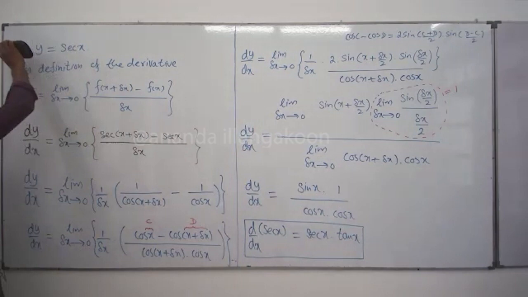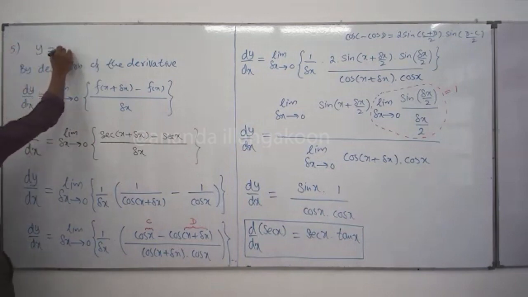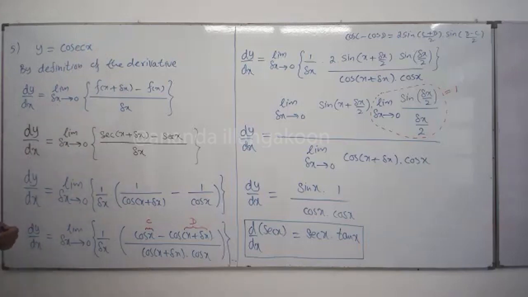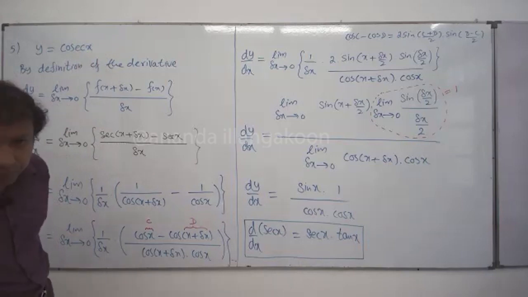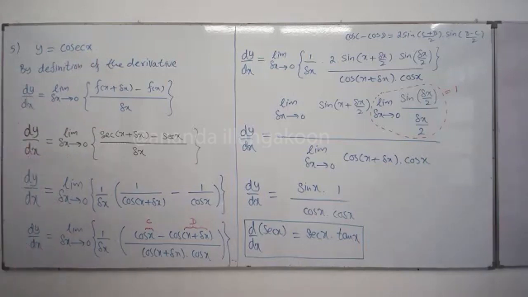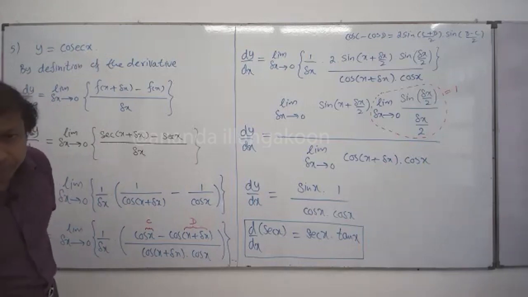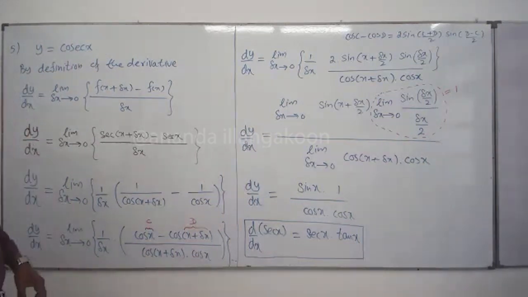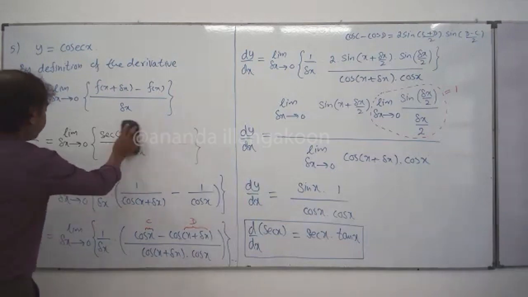Right, now take number 5: y equals cosec x. Take number 5 as y equals cosec x. Right, I'll give a few minutes, people. Try to do that. Cosec x. Write down by the definition here.